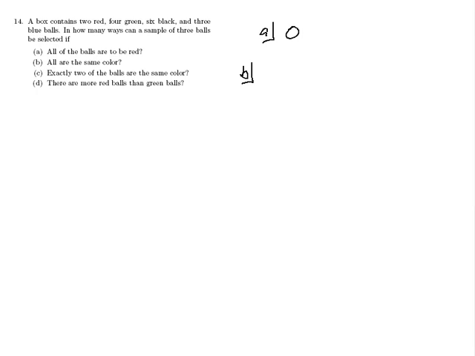Part B, we want them all to be the same color. That means all 3 red, all 3 green, all 3 black, or all 3 blue. Now, we only have 2 red, so that doesn't happen. So we start off with all 3 green. Well, there's 4 green, we need 3. We don't need any others because our sample's complete. All 3 black. Well, 6 black, we need 3. Or all of them blue. And so that gives us all the different ways that they're all the same color.